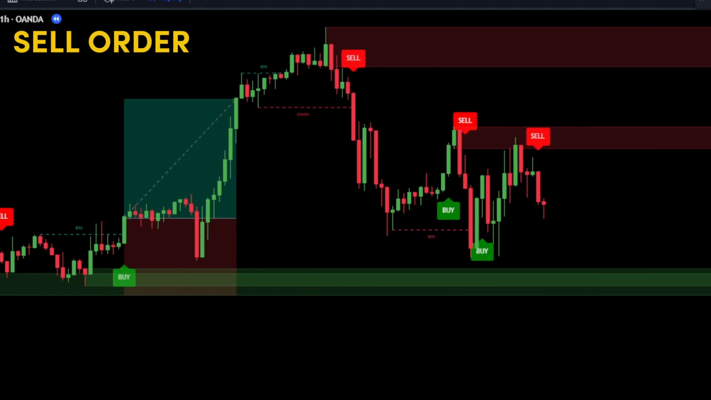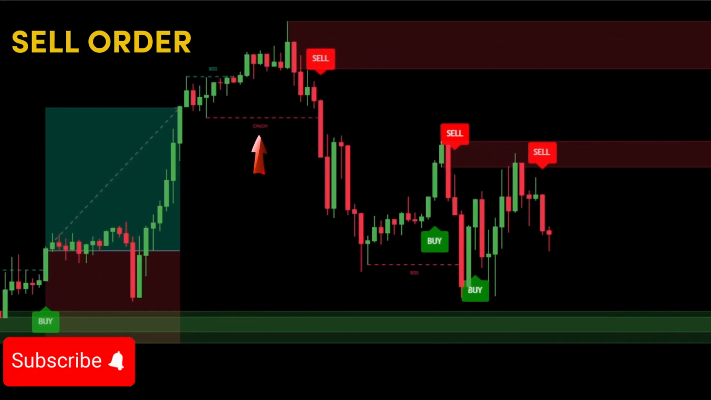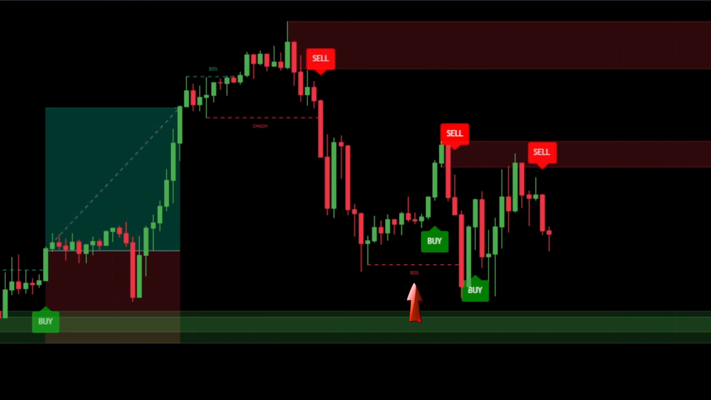And here's how to place sell orders. If a red chalk signal appears, it indicates a trend change from bullish to bearish. At this point, closely monitor price movement. Wait for a bearish break of structure or a red POS signal to appear. Then, wait for the price candlestick to retest the bearish order block area.